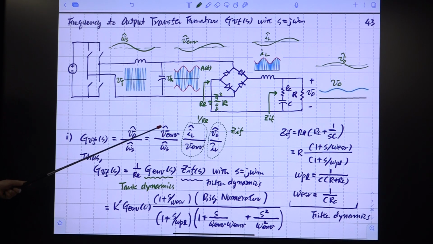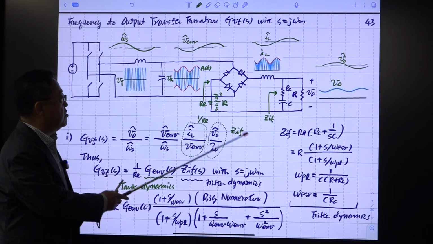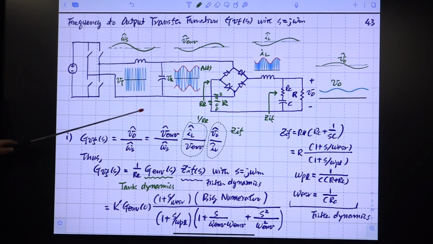Next one is the envelope to inductor current transfer function. The gain is very simple. There is only one resistor, so 1 over RE is coming here. And finally, this is the input impedance of this part. Okay, then you just multiply the input impedance of this here, right? Then the final result is this one. This is the frequency to output transfer function. It has this factor in front, and this part is coming here, and finally it comes here, right? So everything is simple, right?